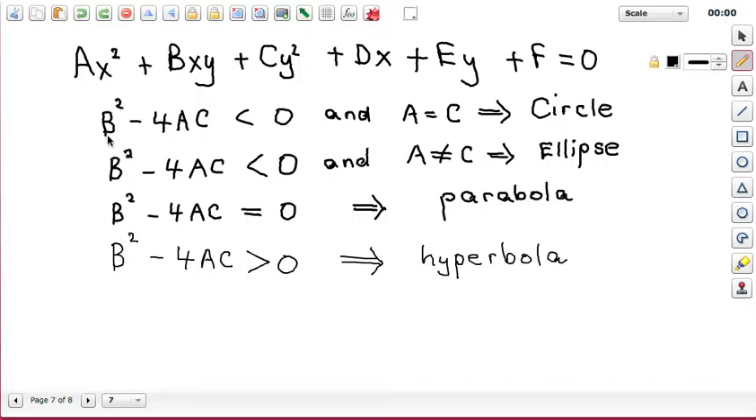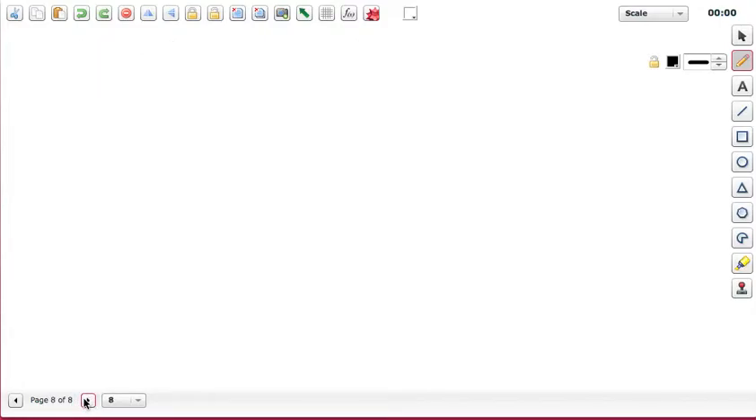If b squared minus 4ac is less than 0 and a is equal to c, then you have a circle. If b squared minus 4ac is still less than 0 but a is not equal to c, then you have an ellipse. If b squared minus 4ac is equal to 0, then you have a parabola. If b squared minus 4ac is greater than 0, then you have a hyperbola. I will talk about the hyperbola in another video. So let's go ahead and see how we can use this.